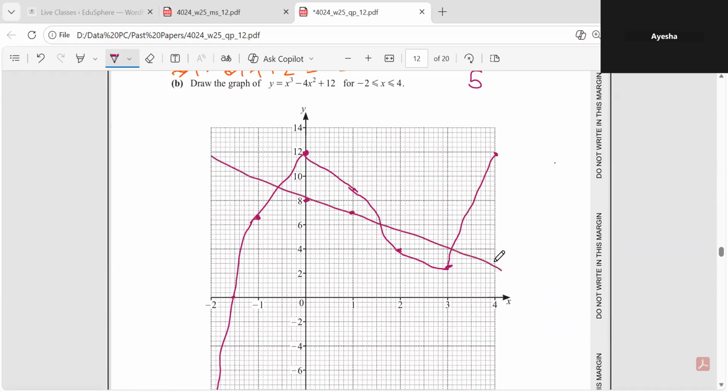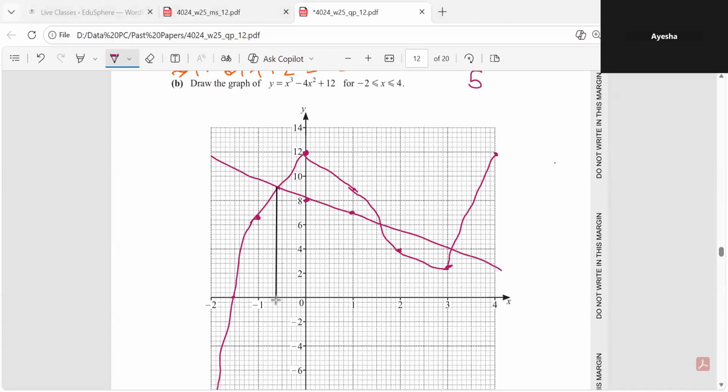And this line is actually cutting the graph at 3 points. Let me check with the help of my drawn line. Again, I did it without using a ruler. You have to use a proper ruler, and then you can see what values you get. So this one I get is almost -0.6 here. This one is positive 1 and this is positive 3. So I can see what answers are given here.